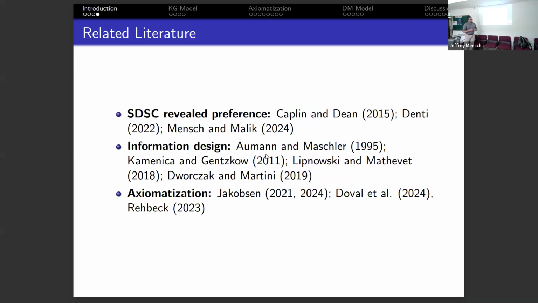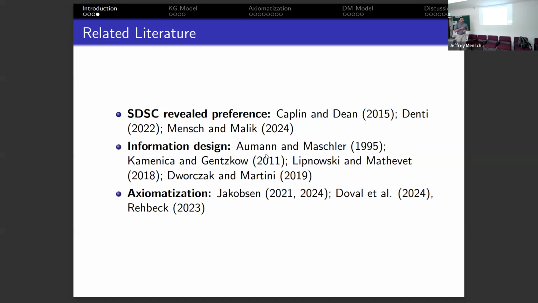Okay, so just a little bit more in terms of related literature. This isn't the first time that I've been working on these sorts of data sets in terms of revealed preference analysis. I'm mostly building on Caplin and Dean and Denti, 2022. Caplin and Dean is general rational inattention revealed preference checking, where Denti extends that to posterior separable attention costs, where the cost of attention is a function of the posterior belief, and so the total cost is the expected value of that function of the posterior belief.